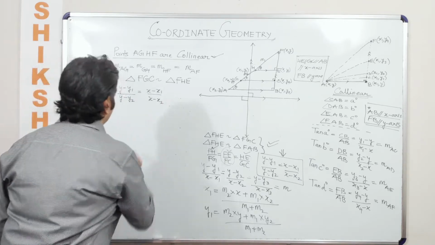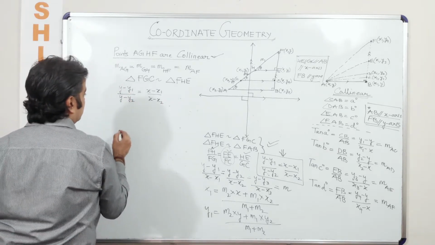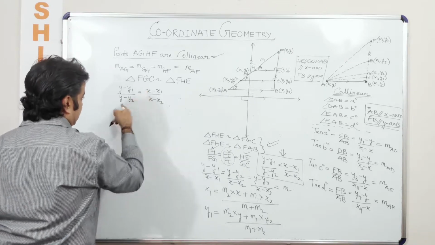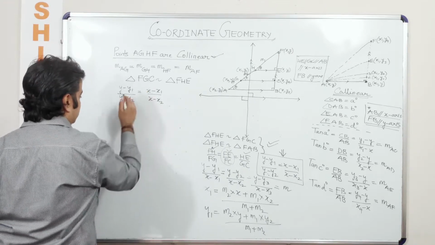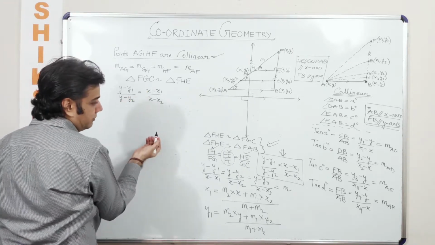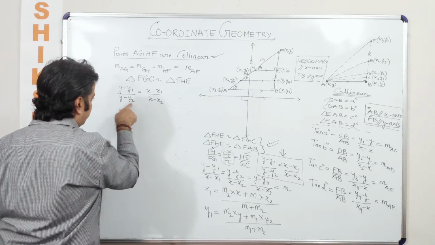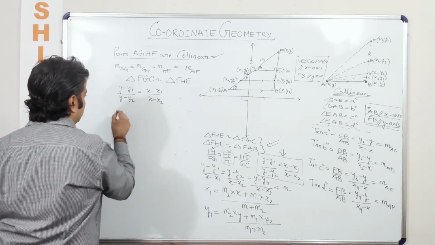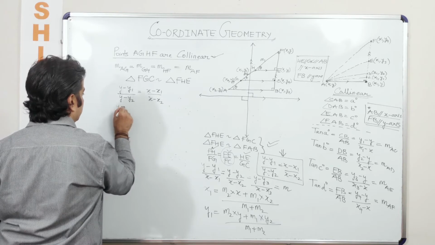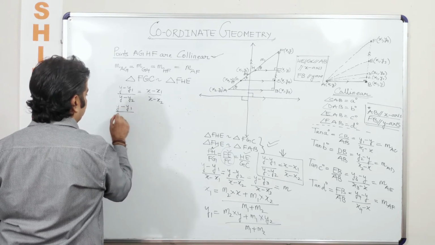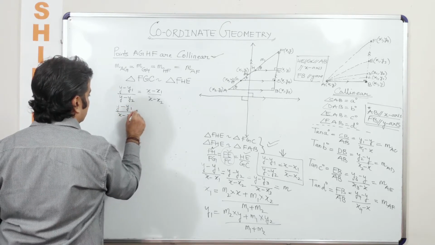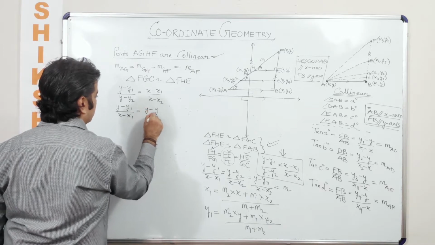Right? Now can I slightly change this for a better inference? Can I change it into the slope format? When I change it into the slope format, I'll be able to say that y minus y1 divided by x minus x1 is equal to y minus y2.